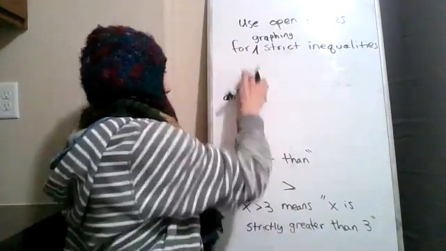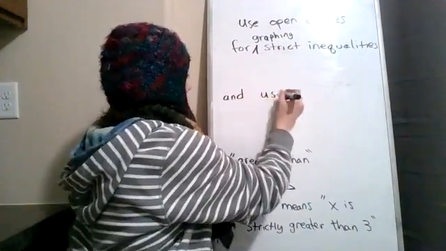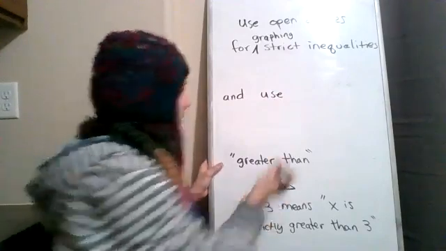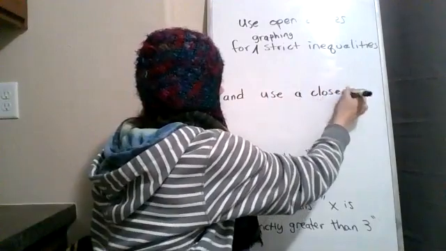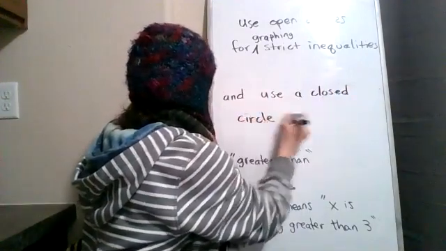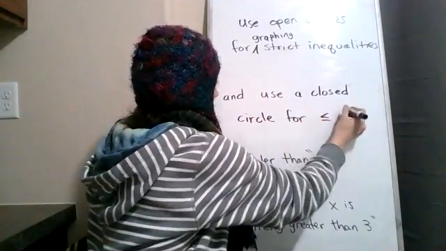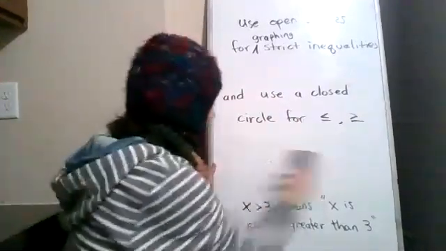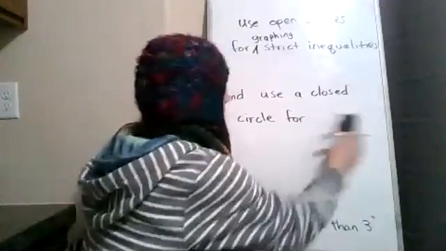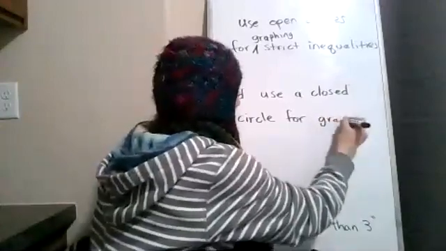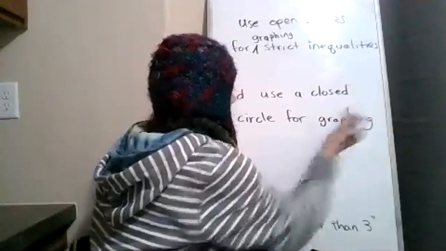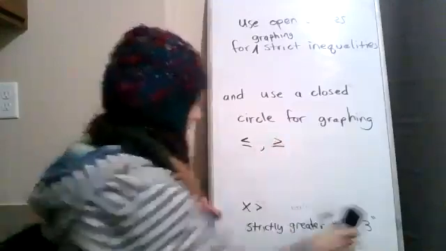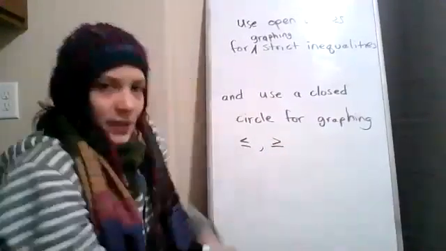Okay, and use a closed circle for the less than or equal to sign and the greater than or equal to sign. For graphing, something like that. Okay, one more part.